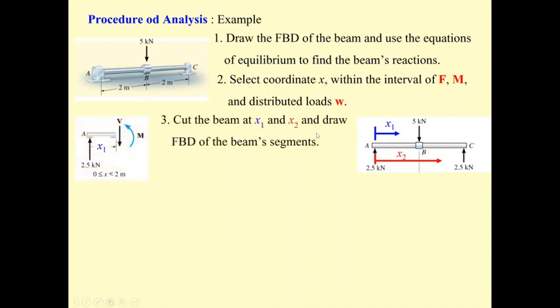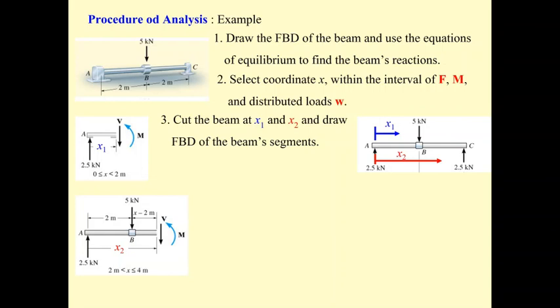If you cut the beam by x1, just cut like this, you will get the portion of this beam, and then the x1 can go from A, which is 0, up until B, which is 2 meters. So x1 will have the interval of 0 less than or equal to x1, and x1 less than 2 meters. And then if you sum forces, the summation of F sub y equal to 0, V will equal 2.5, and M will be equal to, M rotates like this, 2.5 x1. So you can get the function of the shear force and the bending moment easily.